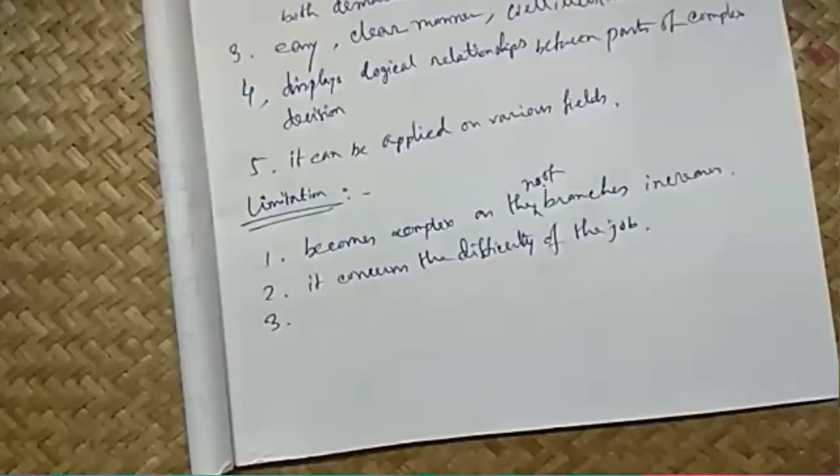Advantages, fourth one, display logical relationship between parts of complex decision. We have parts of complex decision means.